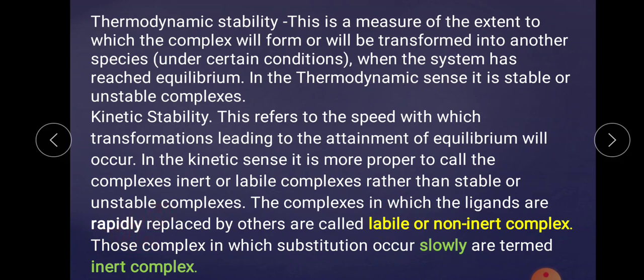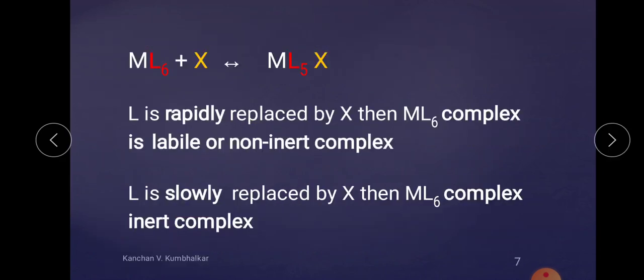Now what is meant by labile complex and inert complex? Suppose this is the complex, this is the central metal atom, these are ligands, with coordination number 6, so obviously it is an octahedral complex, and this is the incoming attacking ligand X. When this attacking ligand attacks, one ligand L is replaced by X. So this is a simple substitution reaction where L is replaced by X. Now if L is rapidly replaced by X, then this ML6 complex is considered labile, or non-inert complex.